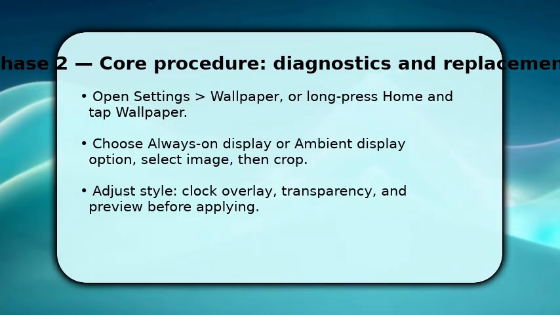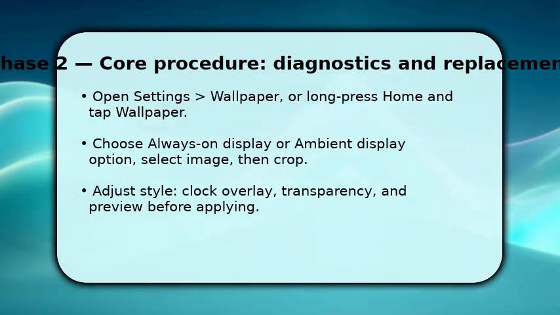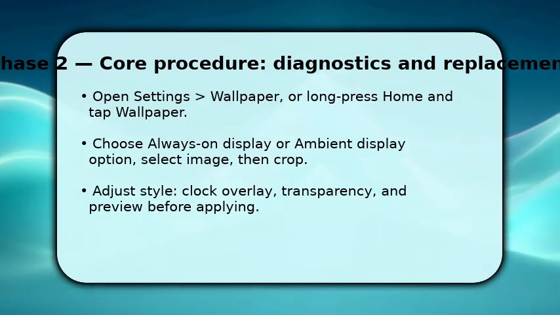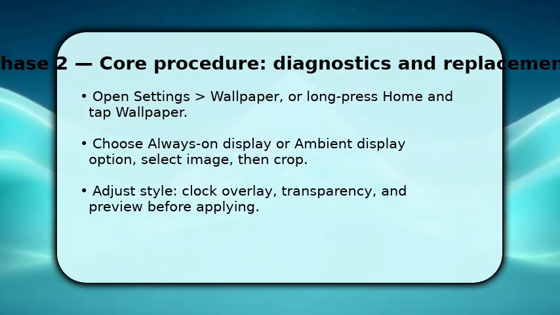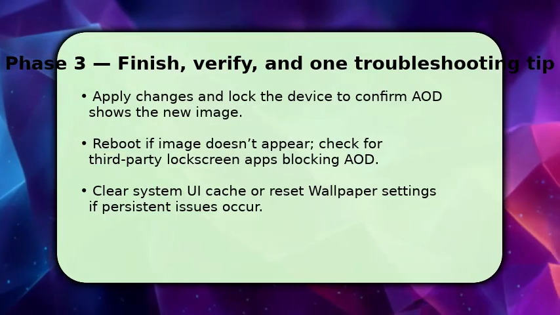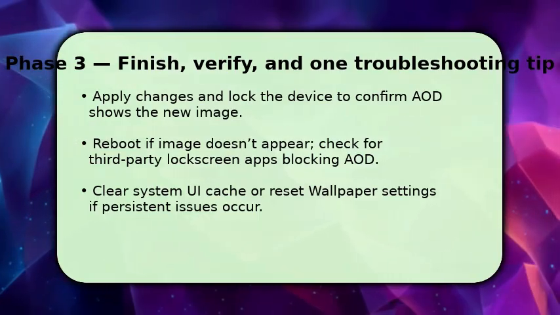Then choose clock style and transparency if offered. Once you're satisfied with the preview, tap Apply. The AOD will update shortly. Finally, apply the wallpaper and lock your phone to confirm the always-on display shows the new image.